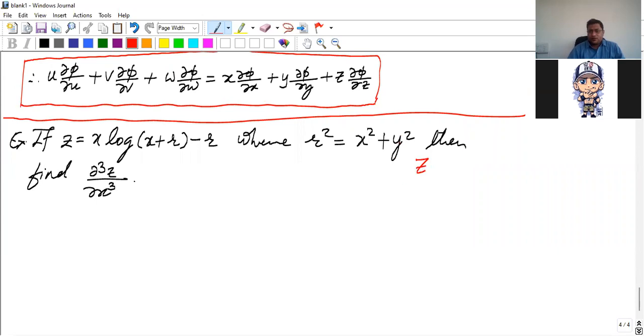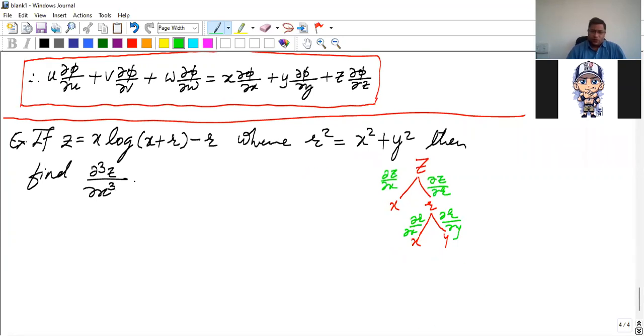So we can see z, which seems to be a function of x and r. But r is again a function of x and y. So r is a function of x and y, and the definition of r is given: r square is equal to x square plus y square. If you want to find the derivative of z with respect to x, we have to go for partial derivatives. So we will have double z by double r, and double r by double x, double r by double y. These are the derivatives you will have. This is how you can see the variable tree for this problem.